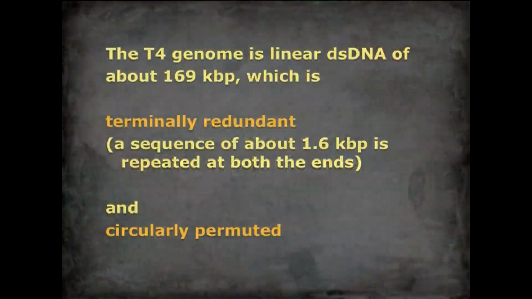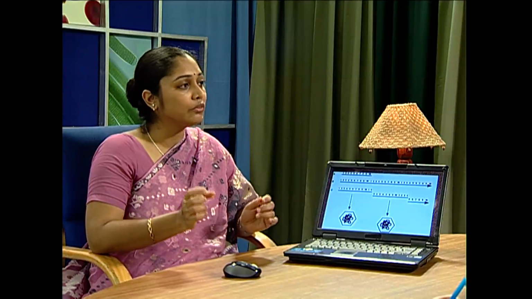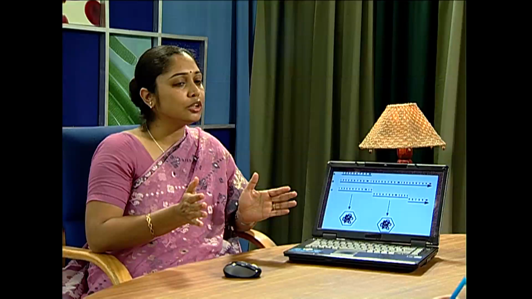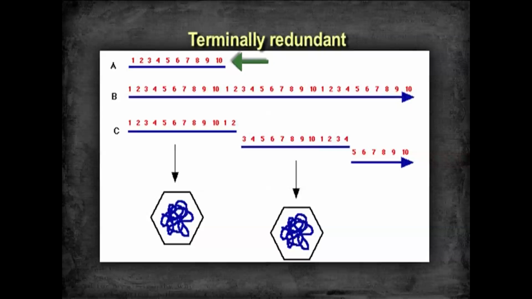The T4 genome is linear double-stranded DNA, and the length is almost 169 kilobase pairs. Two very important features of the T4 genome are that it is terminally redundant and circularly permuted. Now, what is terminal redundancy? When any DNA contains a similar repeated sequence at both the ends, that genome is called terminally redundant. If we look into the progeny, each genome carries genes 1 to 10. Here you see 1 to 10 plus 1, 2, that is repetition at both the ends. This is called terminal redundancy.